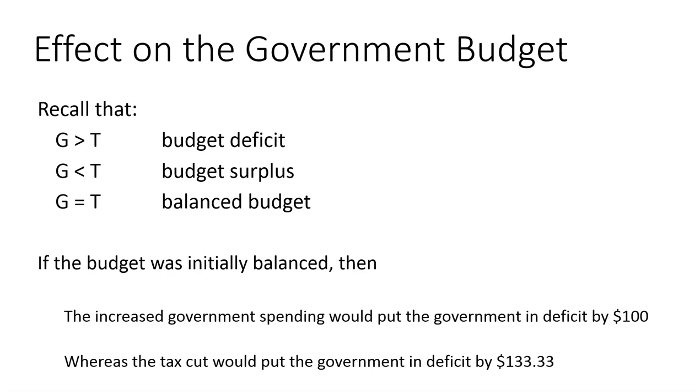So again, both of these are expansionary fiscal policy options, but because government spending has a direct impact on aggregate demand, less money is necessary, a smaller deficit is necessary from the government to close the recessionary gap as compared to a tax cut.